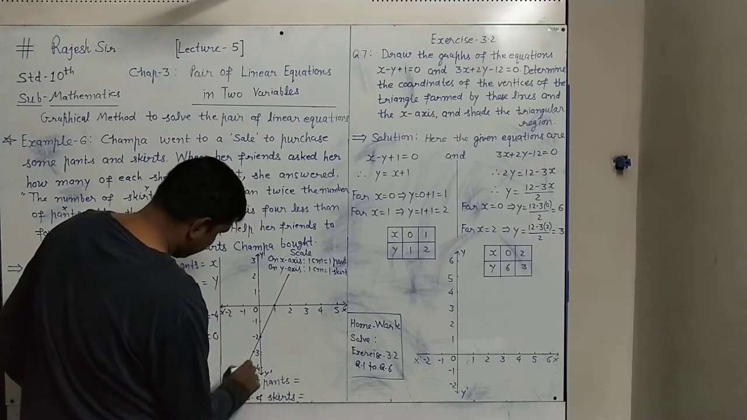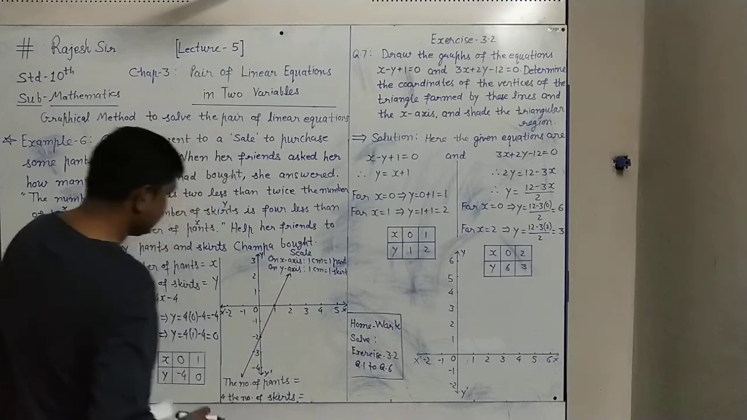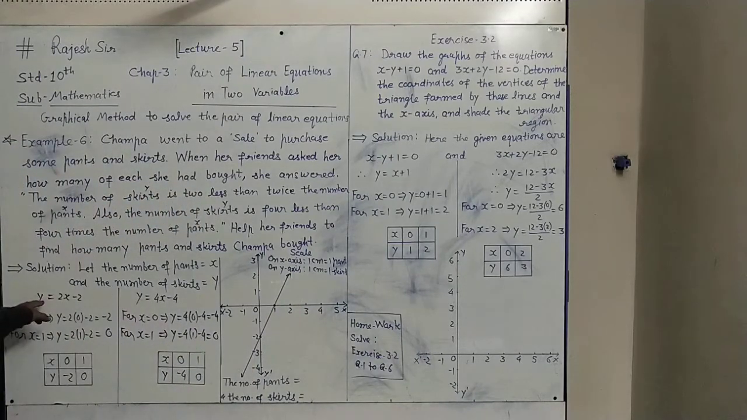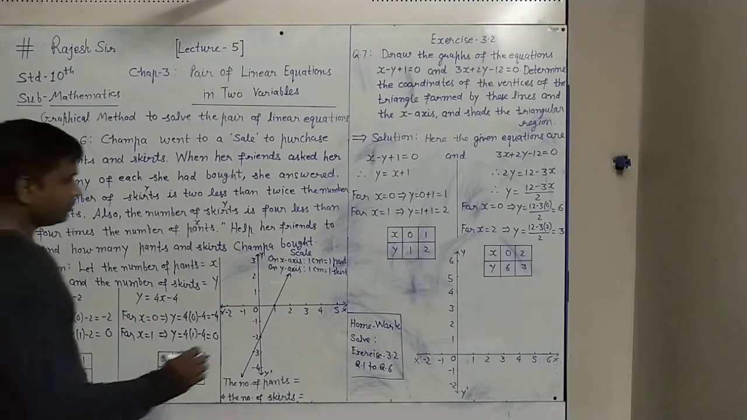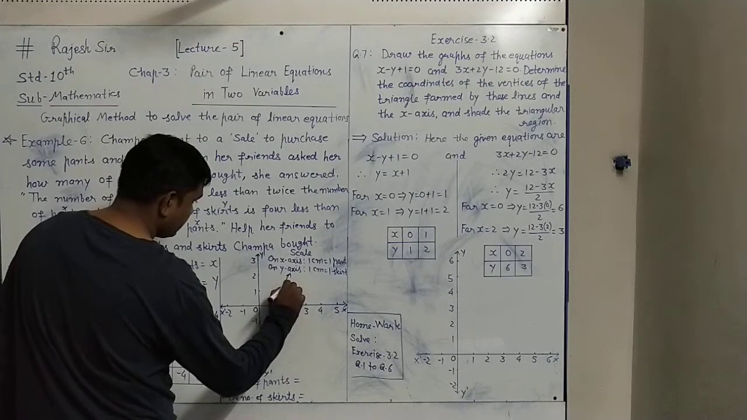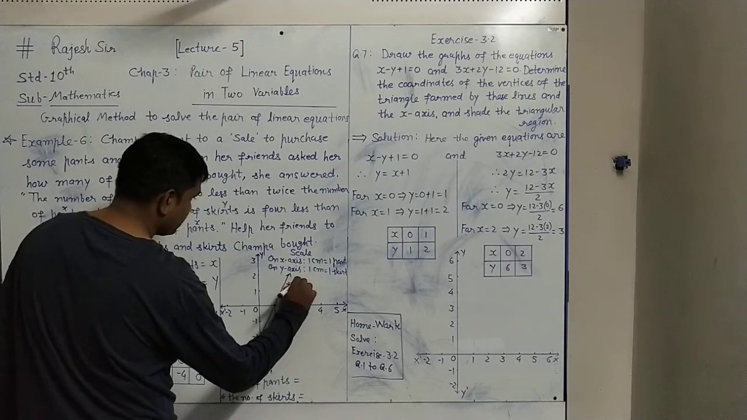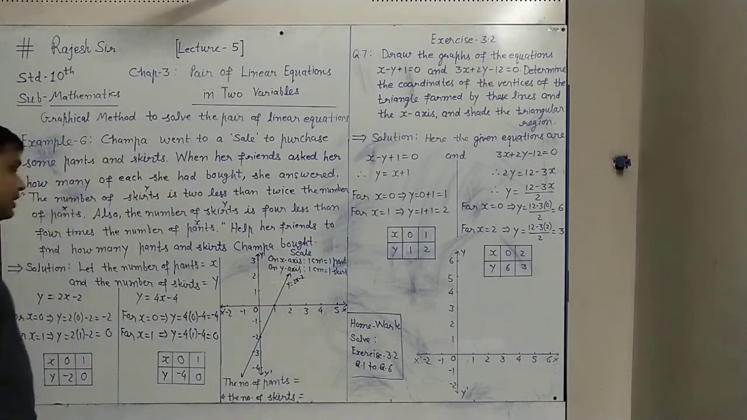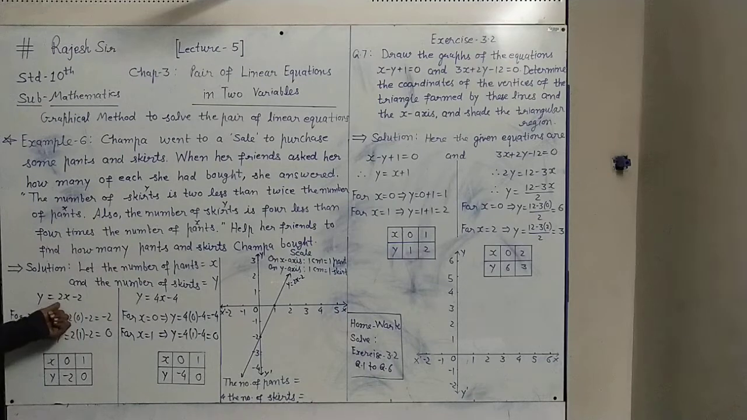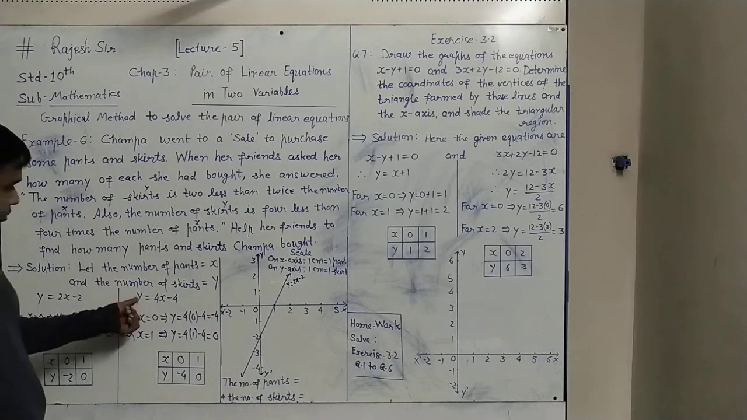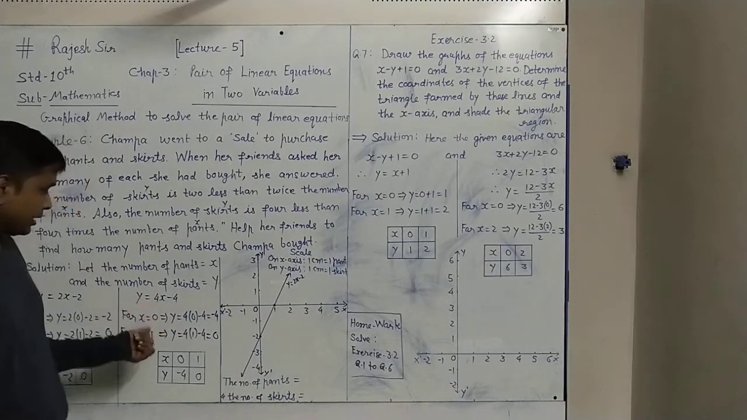This graph represents the equation y equals 2x minus 2. So we have graphically represented this line, this equation. Now the turn comes to the other line to represent as a graph.